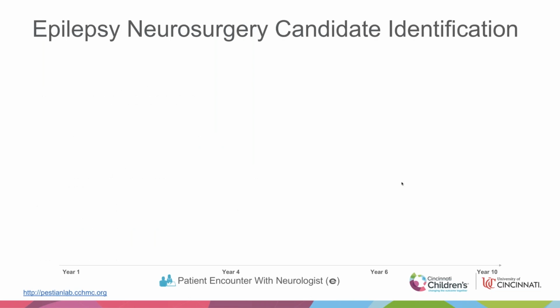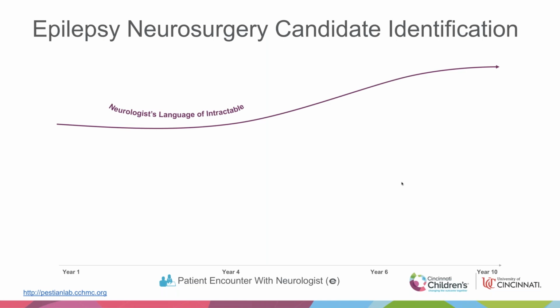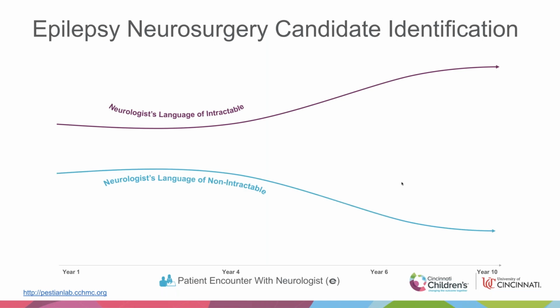So here's the way this one works. You can see on the bottom, we have the patient identified at year 1. This was their date of diagnosis. And then year 10, we can pretend this is how they are today. What we have here in the top is the neurologist language of intractable seizures as they write their notes. What we have here at the bottom is the neurologist language of non-intractable seizures as they write their notes. And these are just general trends for the way they write their notes.